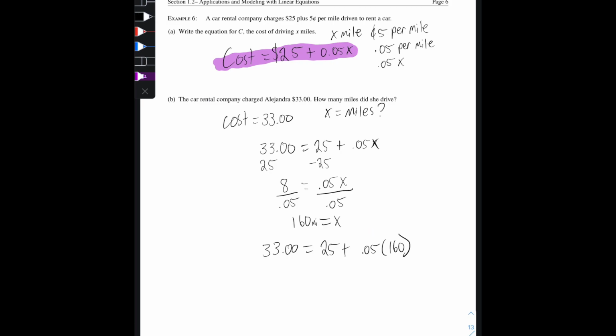But anyway, taking a look at this, we have 33.00 equals 25 plus, and this right here actually equals 8. 25 plus 8, well, that's equal to 33. And we find that this 160 miles that Alejandra traveled, whether it be for work, business, or maybe she just wanted to take a road trip, that's the right answer.